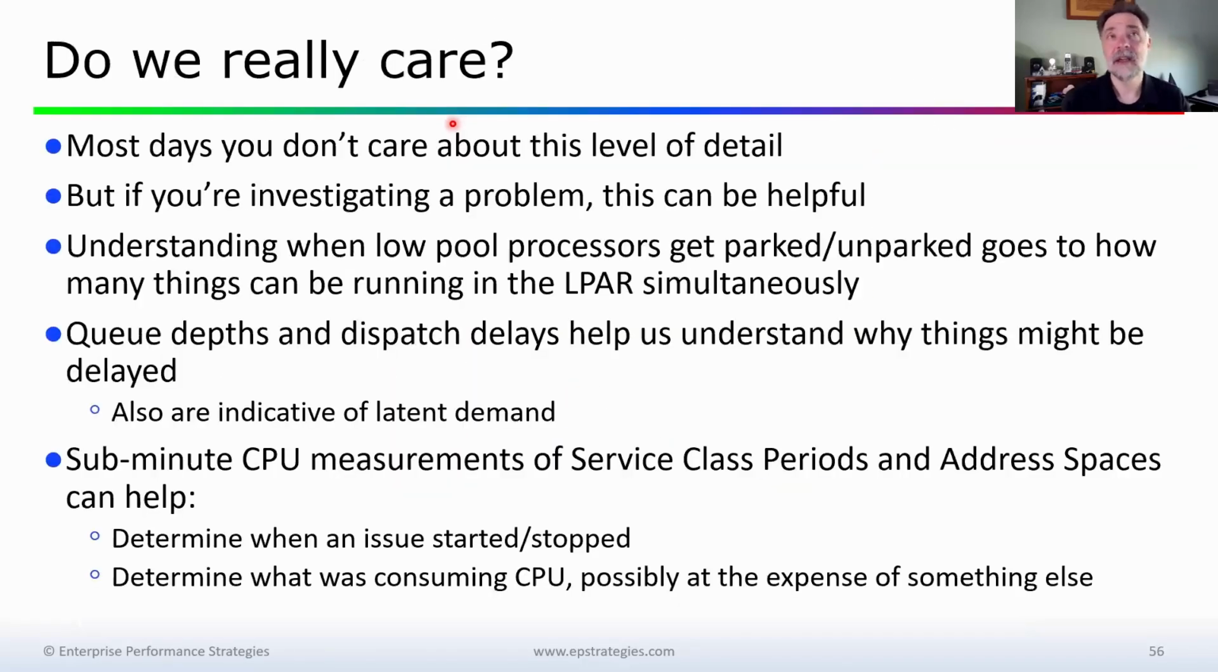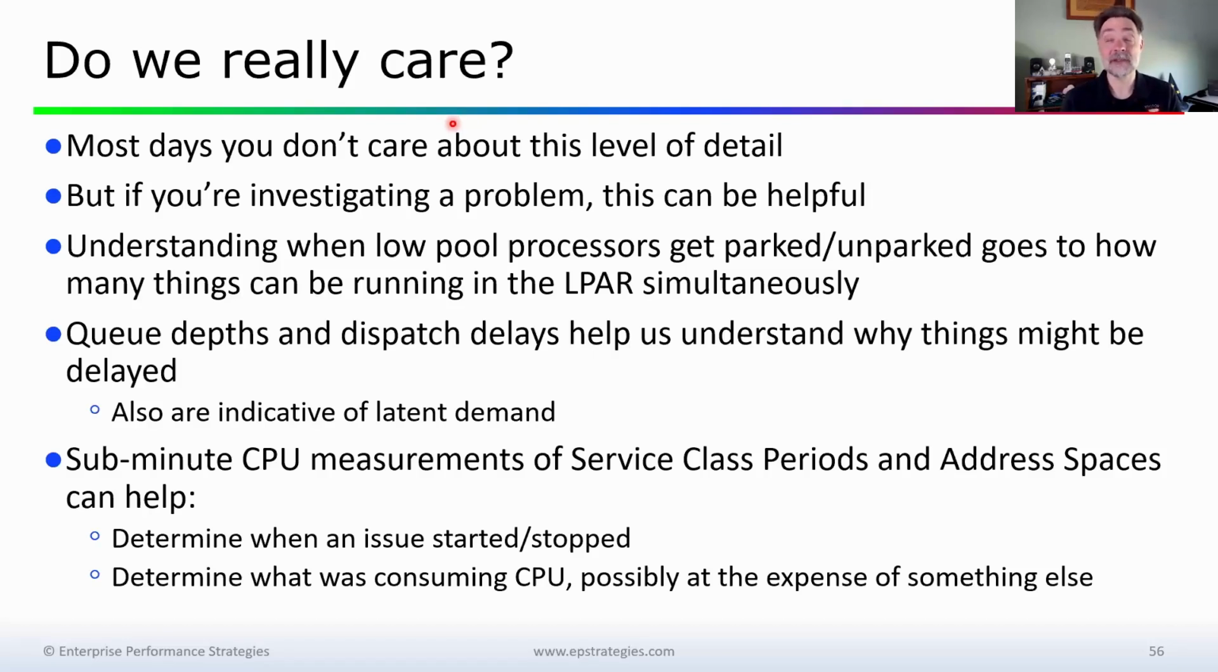Okay. Perfect timing here. So do we really care? Again, most days you don't care about this level of detail. Most days you're going to take a quick look at your high level reporting on a 15-minute basis and say, it's all good, right? And look at your application response times. Application response times are meeting my goals. Everything's happy, right? But if you're investigating a problem, having this level of detail available to you, again, primarily from the 99s and 98s, can be very, very useful.